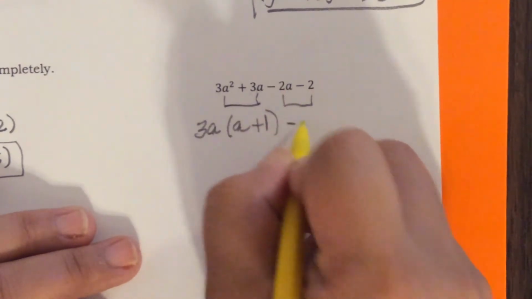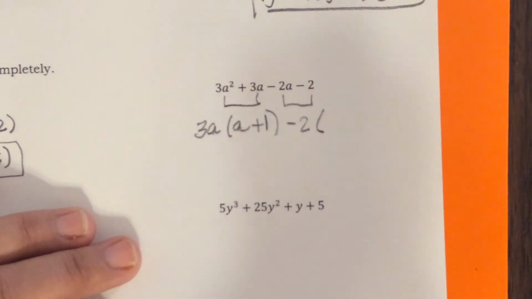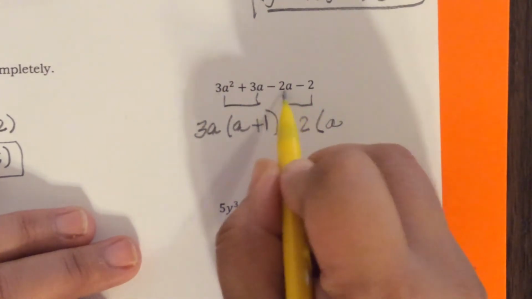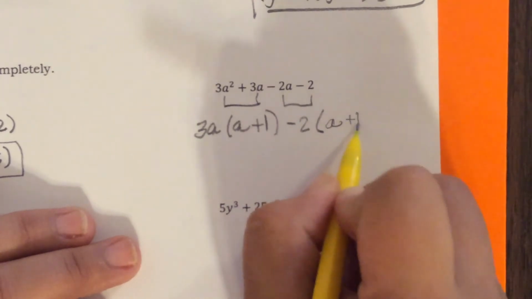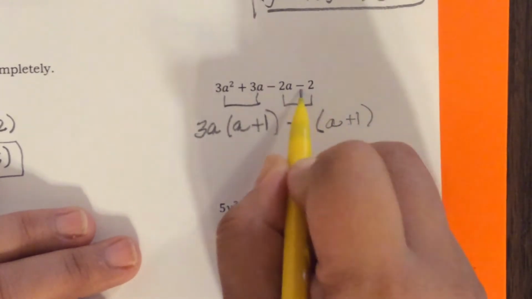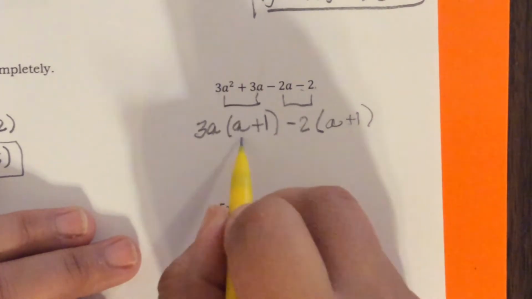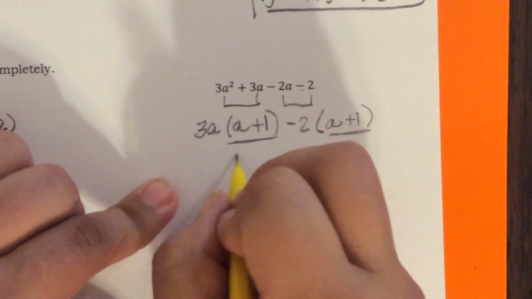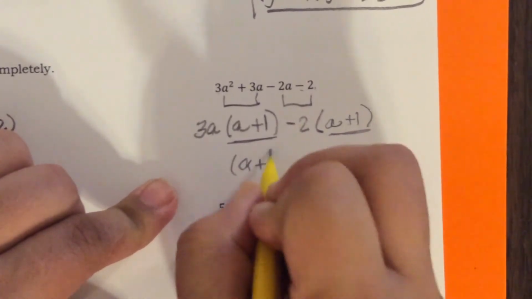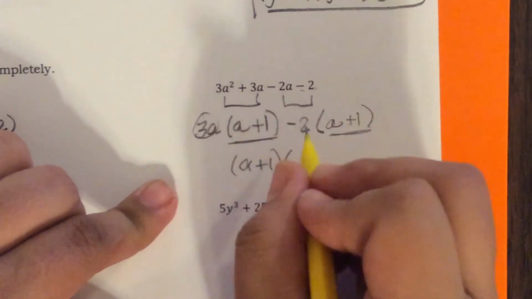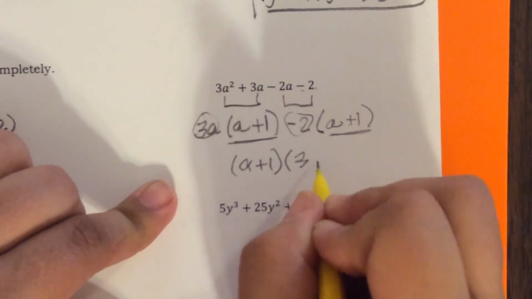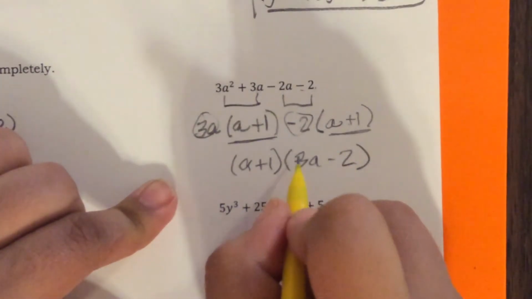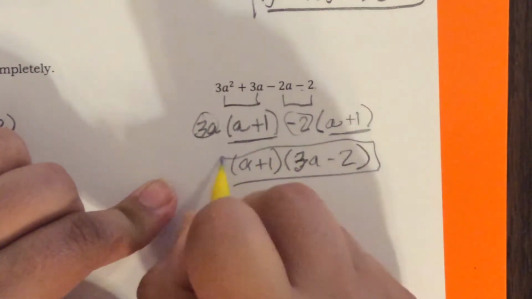This one has a negative 2 in common, so you're going to factor out the negative 2. And so you're going to have a, negative 2 times a is negative 2a, plus 1. Negative 2 times a positive 1 is a negative 2. Okay, so then these two have to match up. This has to match up with that one. So that's going to be a plus 1 in one parentheses, and then leftover stuff is 3a minus 2. And so that goes in another parentheses. And that's your answer right there.